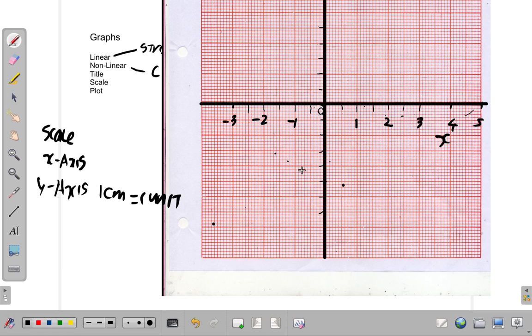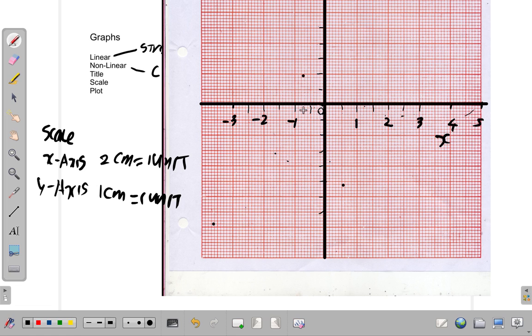What is the scale that I'm using now? I go 1, 2 centimeters, and I have 1 unit. I go 1, 2 more centimeters, and I have another unit. So I'm using 2 centimeters for 1 unit here. So 2 cm equals 1 unit on the x-axis. That's my scale.